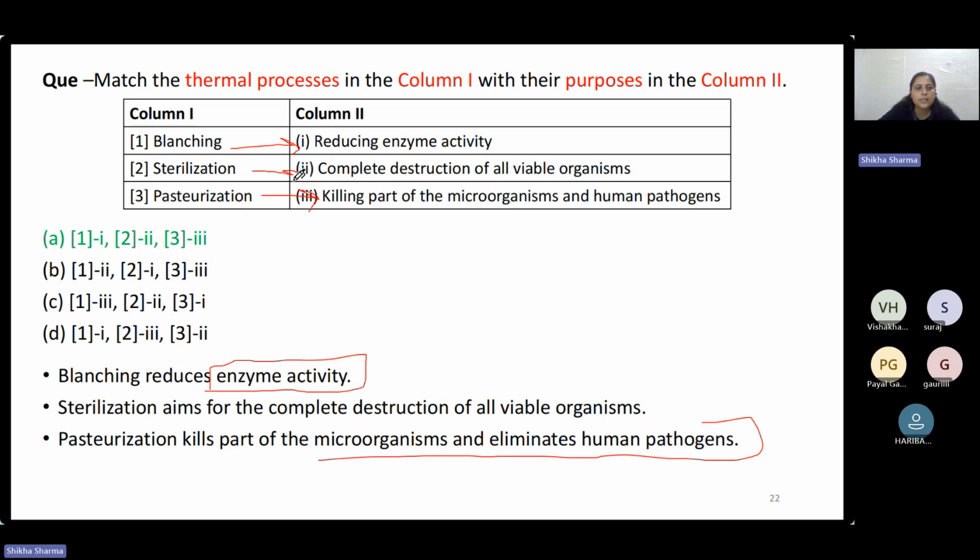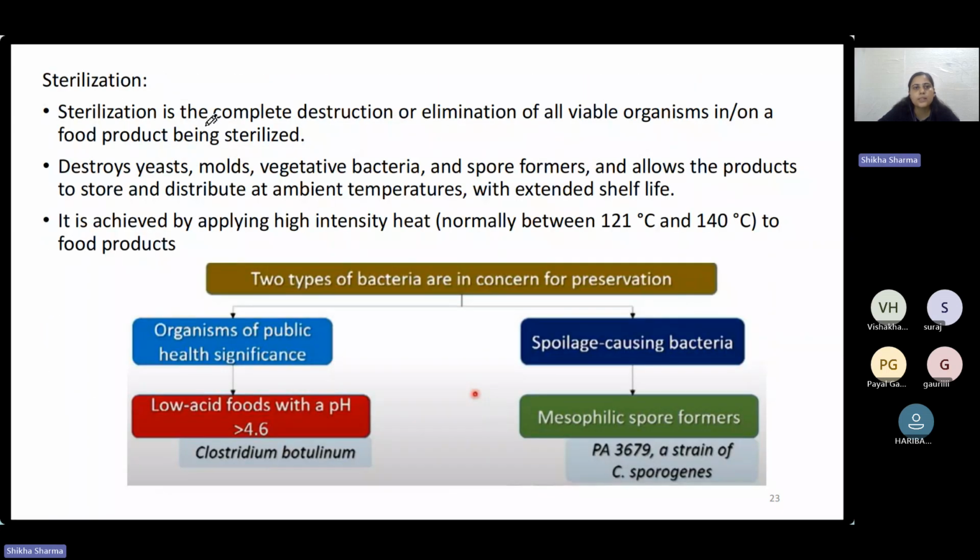And then sterilization is basically aimed at complete destruction of all the viable organisms. So in sterilization, there is a complete destruction or elimination of all viable microorganisms. It destroys yeasts, molds, vegetative bacteria, and spores also, spore formers also, and it allows the product to be stored and distributed at ambient condition with extended shelf life. So in sterilization, all kinds of bacteria, yeasts, molds and spores will be killed.